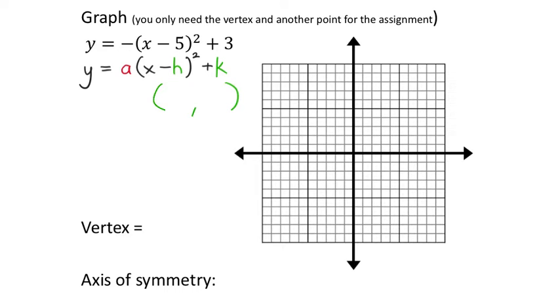So I can see that the h is just a regular 5. Again, the minus sign doesn't really go with it. It's just part of the format. And then the k here is positive 3. We know that because it's a plus 3. So let me get that on the graph. At 5, 3, which would be, for me, right here.